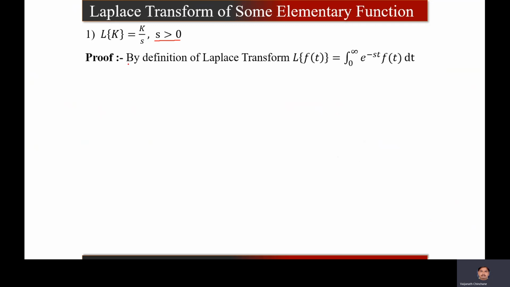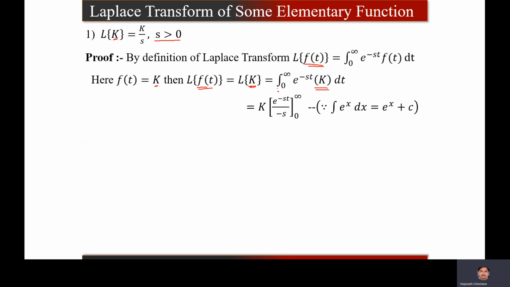First, the proof of this. By the definition of Laplace transform, L of f of t is equal to the integration from 0 to infinity of e raised to minus st f of t dt. Here f of t is equal to k. Then L of k is nothing but the integration from 0 to infinity of e raised to minus st, where f of t is replaced by k, and this k is a constant, so take it outside.